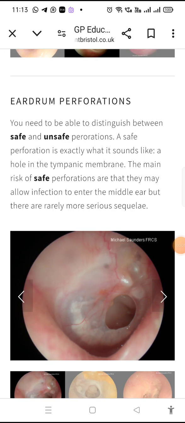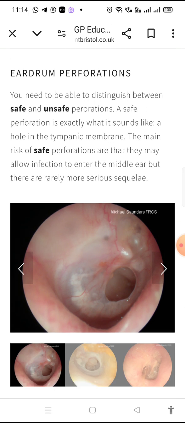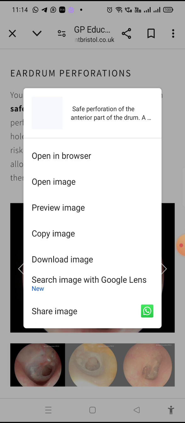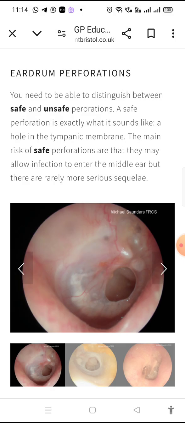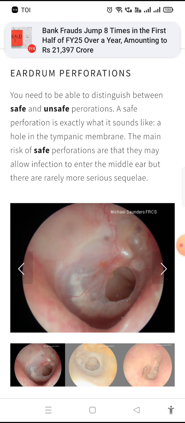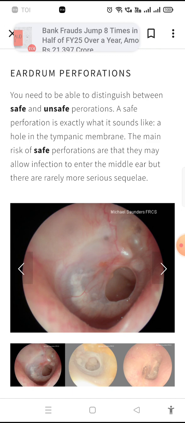Eardrum perforations. You need to be able to distinguish between a safe and unsafe ear. Now, let us be very clear. A safe perforation, as you see here, is one that is surrounded on all sides by a remnant of tympanic membrane. What is the protection here? When the rim of membrane is surrounded by the tympanic membrane, outer middle epithelium cannot migrate into the middle ear, and therefore it cannot form cholesteatoma. Therefore, this is a safe ear.